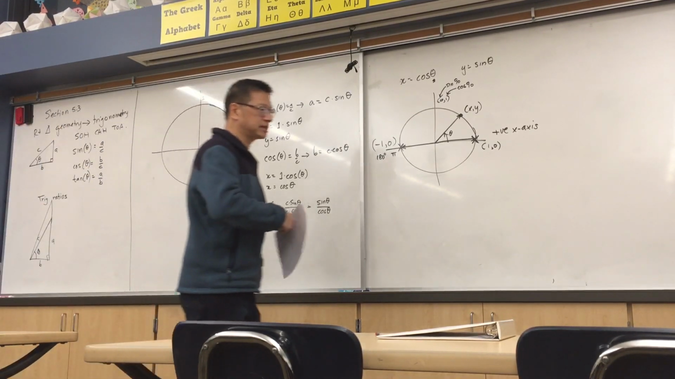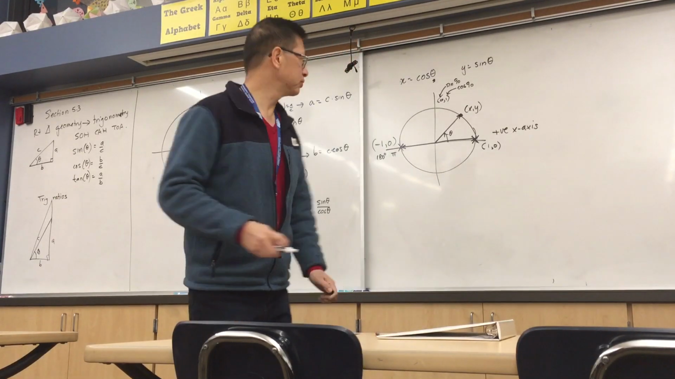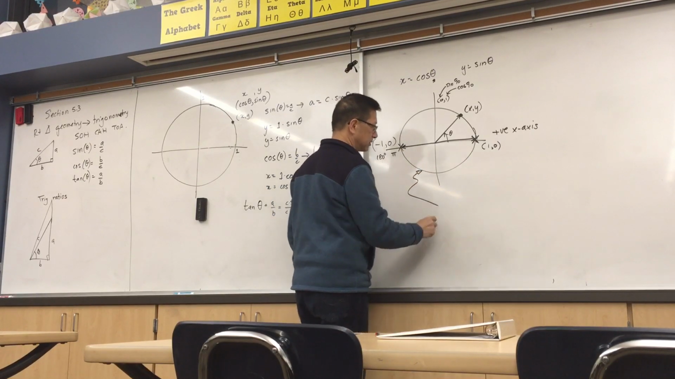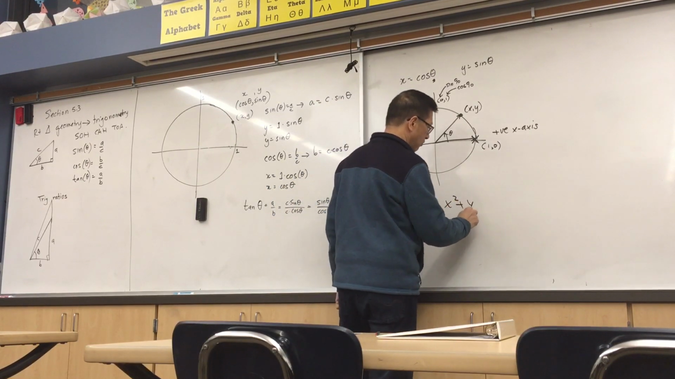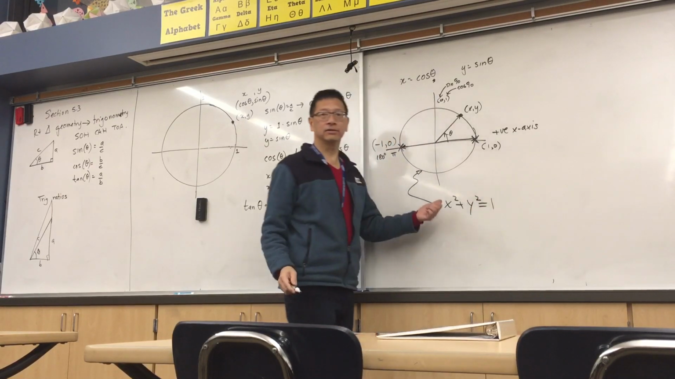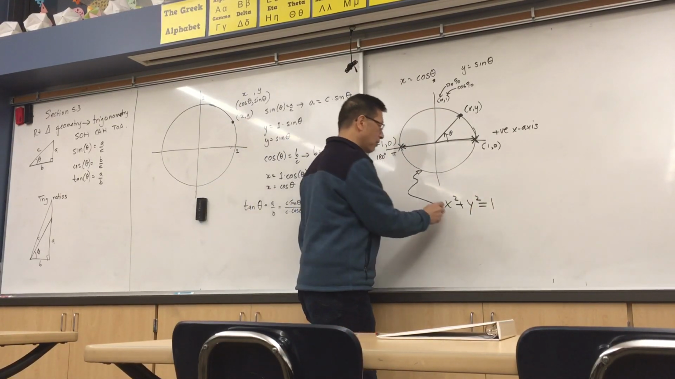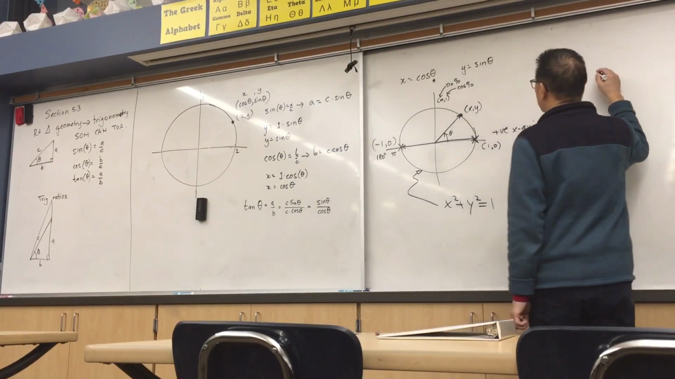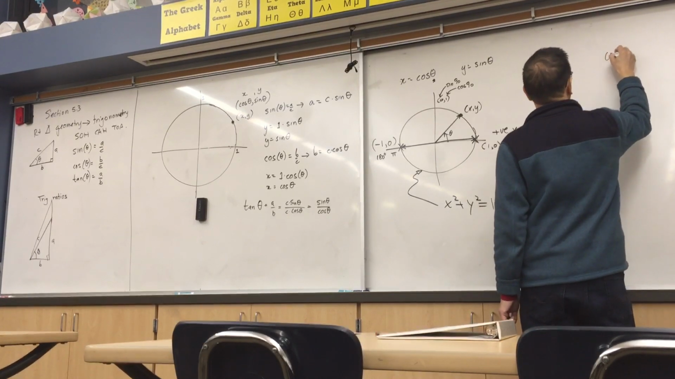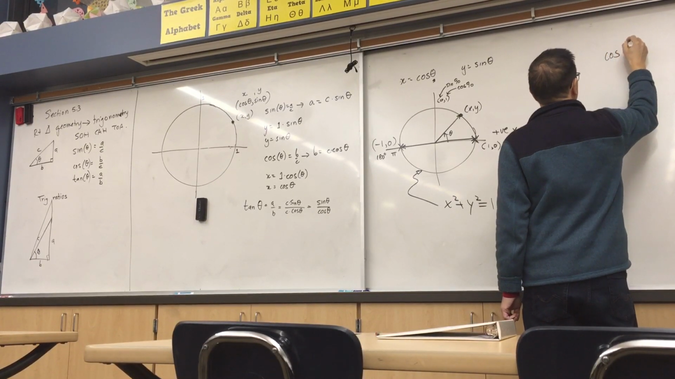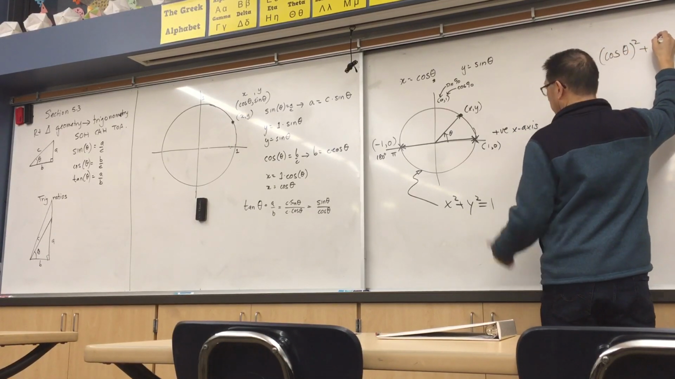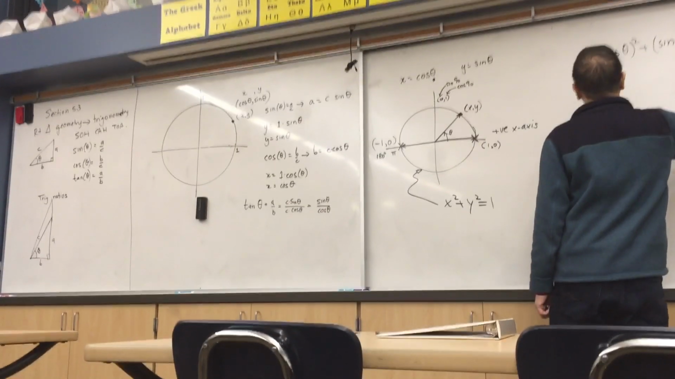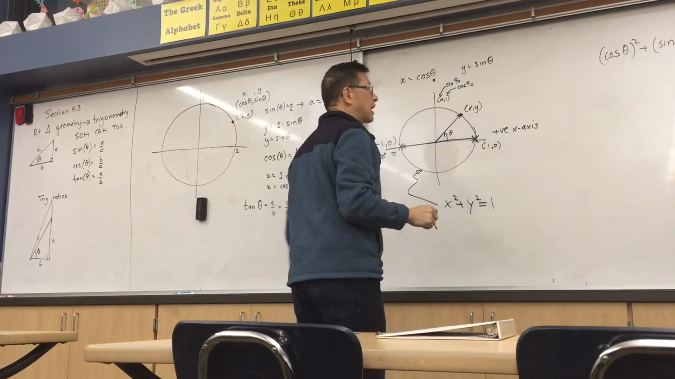So this leads to the equation of this circle: x squared plus y squared equals 1. Right? No one disagrees with that, right? Well, what's x? It's cosine theta. So it's cosine theta squared plus, well, what's y? Sine theta squared. So this leads to this Pythagorean identity.